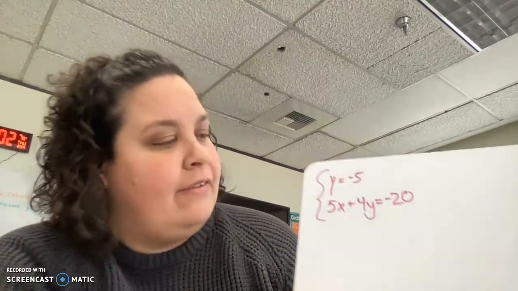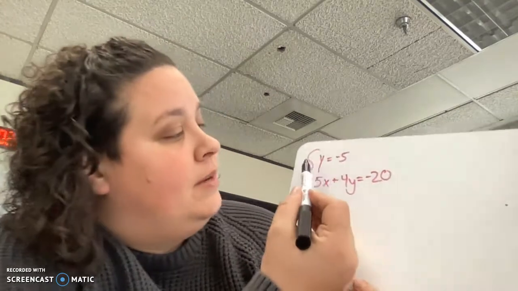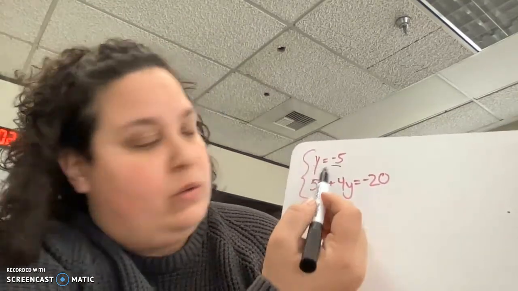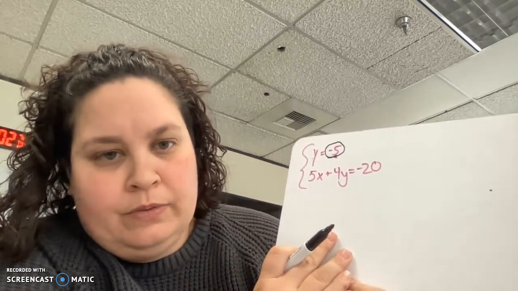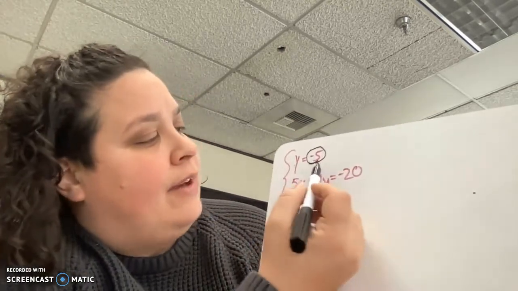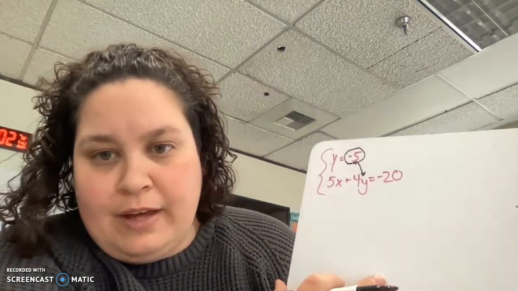Alright, this video is going to show you how to do substitution method. So again, remember you're going to have a system that looks like this. With the substitution method, there's always going to be one that says x equals or y equals. So we're going to circle what y equals. We're going to say y equals -5. So where we see a y, we are going to plug in a -5.